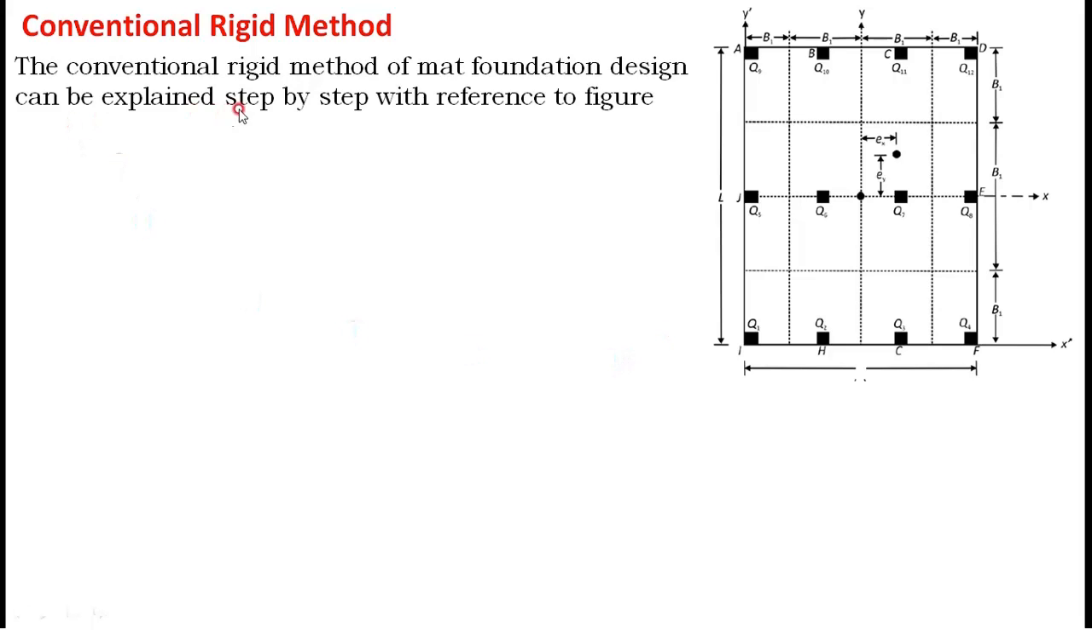Now the conventional rigid beam method of mat foundation design can be explained step by step with reference to this figure. Here I have considered one point, which is the center point of the mat. This is the CG of the entire area, and this is the CG of the loads acting. To explain this method, I consider a somewhat difficult problem, because I have considered an eccentrically loaded mat foundation.